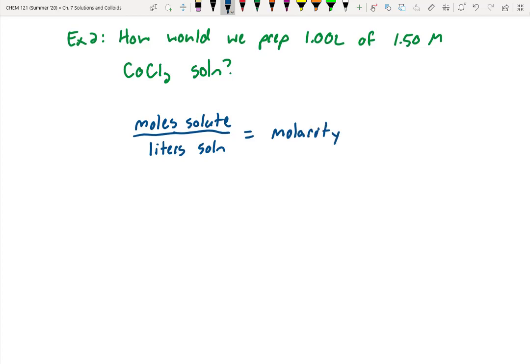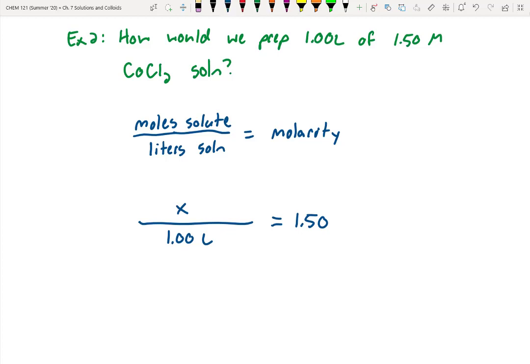Okay, we don't know the moles of the solute that we need, right? That's not given in this setup. So we'd say moles of solute is what we want to solve for. In fact, let's just change this to the x variable. And then liters of solution was already given to us. We know it's going to be 1.00 liters of solution. And we know that the molarity is going to be 1.50 molar.